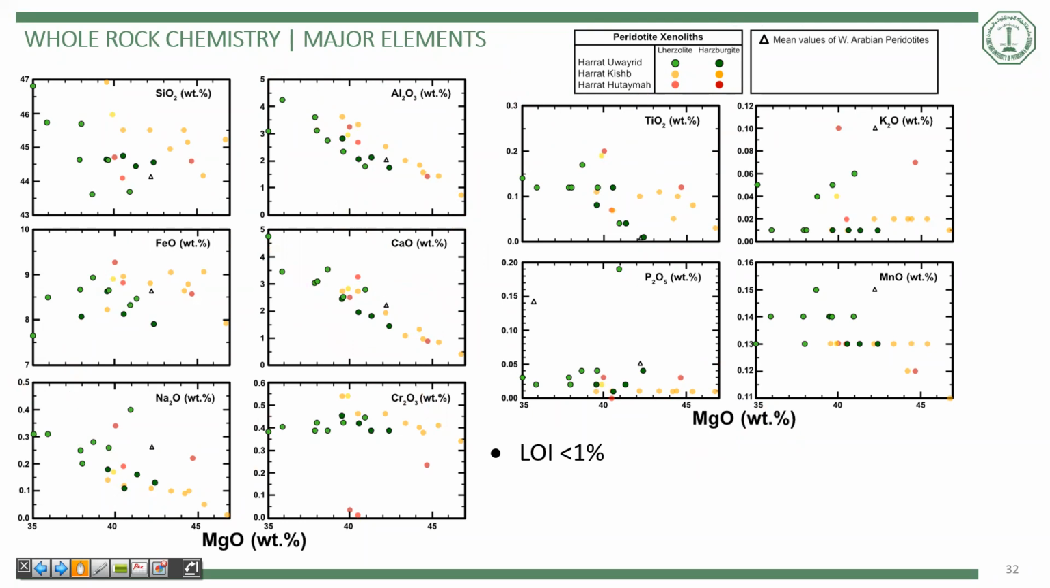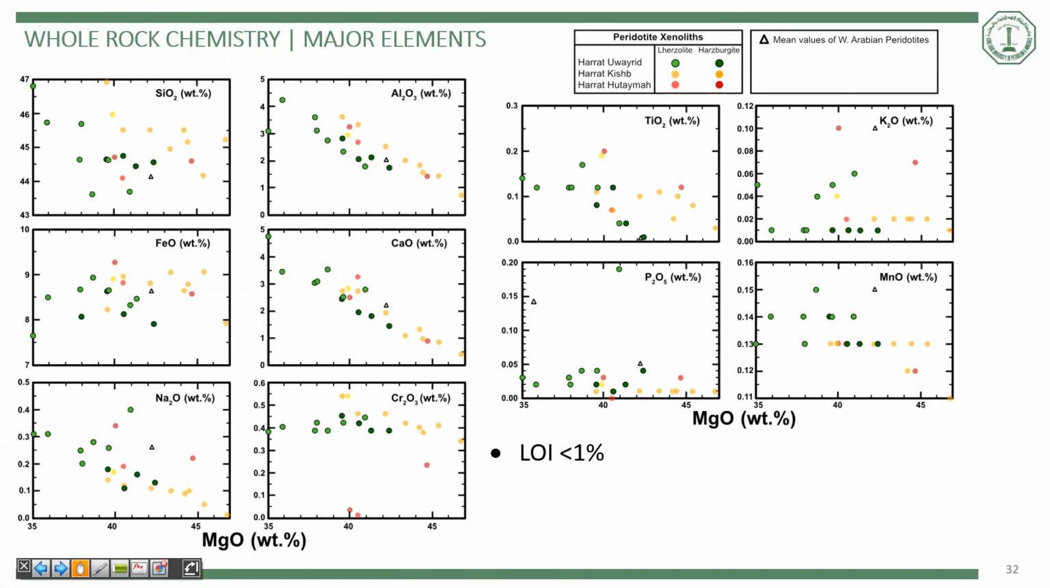Okay, and additional information, that LOI, or loss on ignition during the heating of the samples of the peridotites, is less than 1%, meaning that they have low volatile contents, which means that they are relatively fresh or extremely fresh. I mean, in comparison, as Dr.